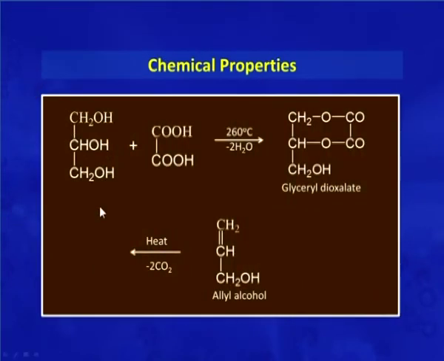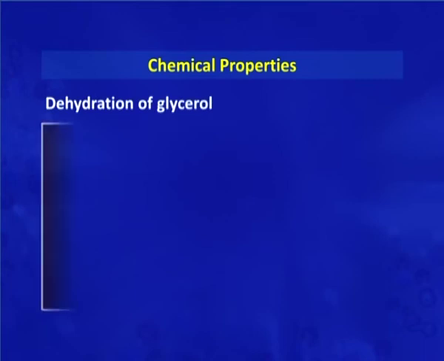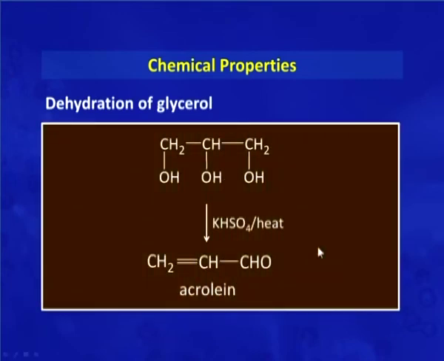If glycerol is treated with excess of oxalic acid at higher temperature, then a cyclic intermediate or cyclic compound glyceryl dioxalate is formed, which upon heating removes two molecules of carbon dioxide and generates allyl alcohol. Glycerol undergoes dehydration when treated with potassium hydrogen sulfate and forms acrolein.